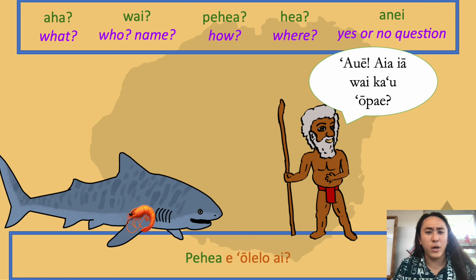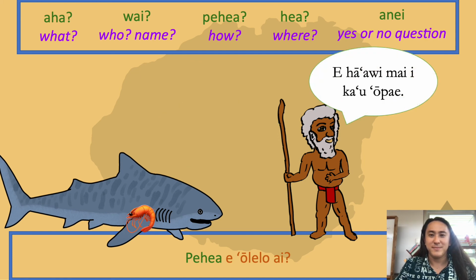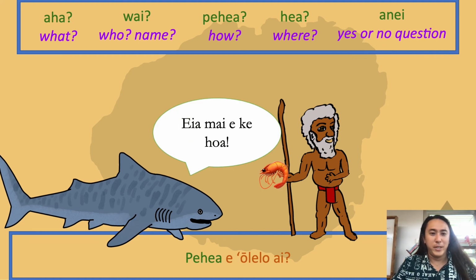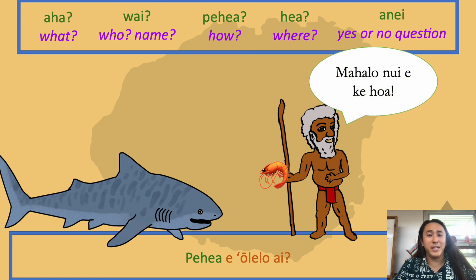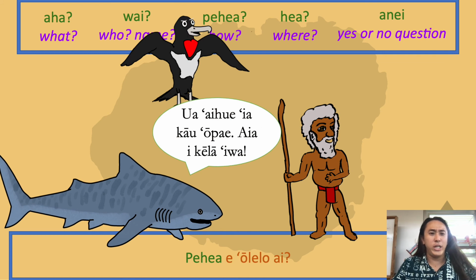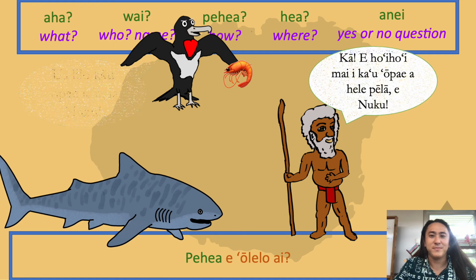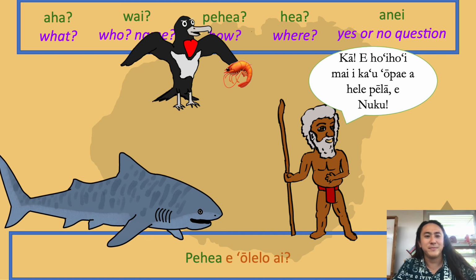Aue, ai a wai ka u opai. E kala mai ke hoa, ai iaʻu ka u opai. E haʻawi mai ka u opai. Heia mai ke hoa. Mahalo nui e ke hoa. Aue, I hea kula ka u opai. Ua ai hue ia ka u opai. Ua lilo ka u opai iaʻu. E hoʻihoʻi mai ka u opai. A hele pēlā e nuku.